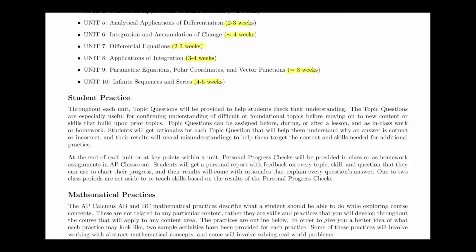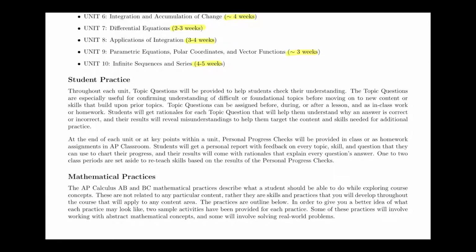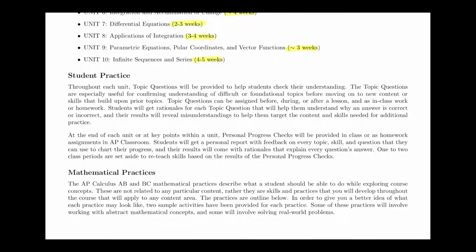Yeah, so this is just kind of saying it's important that you do your work. Progress checks will be provided in class or as homework assignments. We might be doing some things in class for the progress checks. I might just leave it at home, especially since there's only going to be 1/3 of us in here at a time. So if I do it in class, then the other 2/3 of you will be doing it at home.